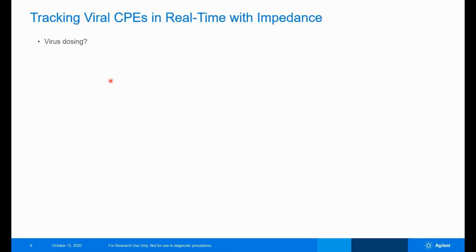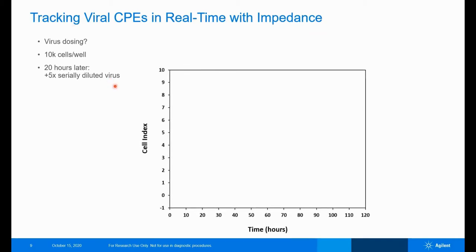So one of the first things that we're interested in is determining what the optimal virus dosing is for our drug screening and characterization assays. Here we seeded 10,000 cells per well, and 20 hours later we infected the cells with virus that had been 5x serially diluted. This is the impedance signal represented by a parameter called cell index, and we're looking at that as a function of time.